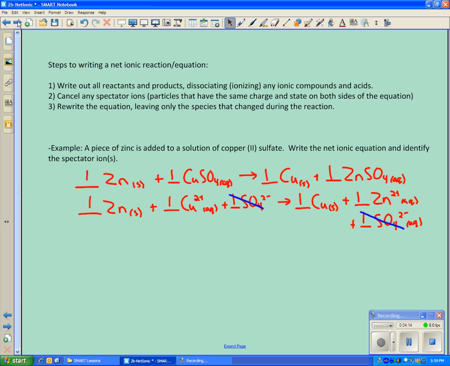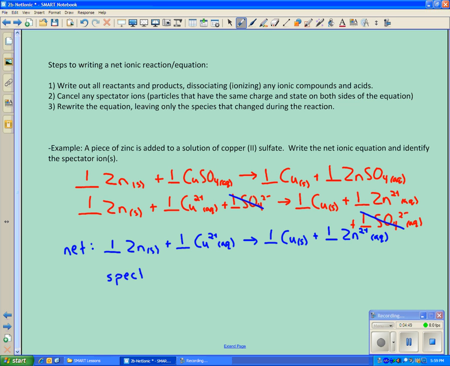So our net ionic reaction now is everything else that's left. So we have 1 zinc solid plus 1 copper 2 ion, resulting in 1 solid copper and 1 zinc ion. And there's the net reaction. So the spectator is the one that we crossed off. The spectator ion in this one is the sulfate ion.